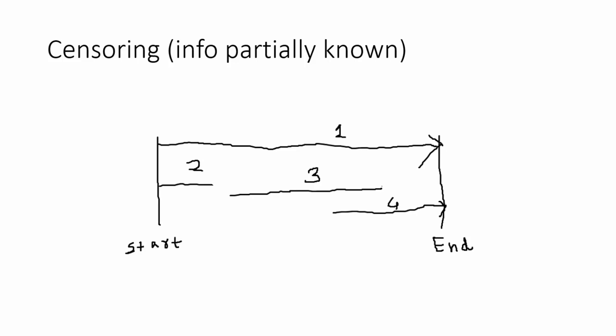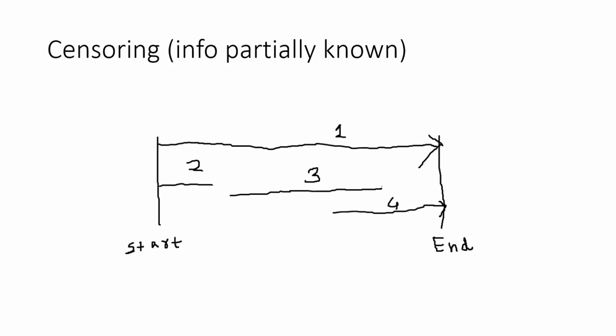The third individual has a staggered entry: it entered the study not at the beginning but somewhere in the middle of the study. Then the event happened before the end. So that's not a censored event.